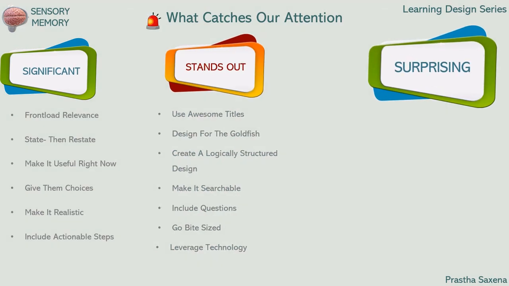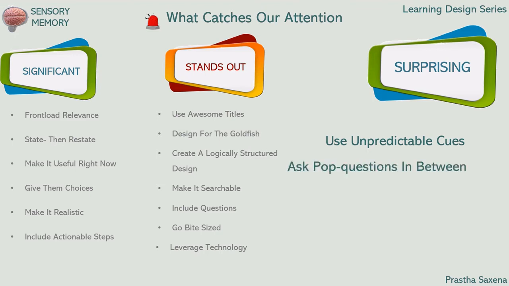Something that is surprising. Use unpredictable cues. So if you're looking at a screen and then something pops up, it is bound to hold your attention for a long time. These are unpredictable visual cues. You can also use some audio when people are not expecting it. Ask pop-up questions in between just to make sure that people's attention is involved.